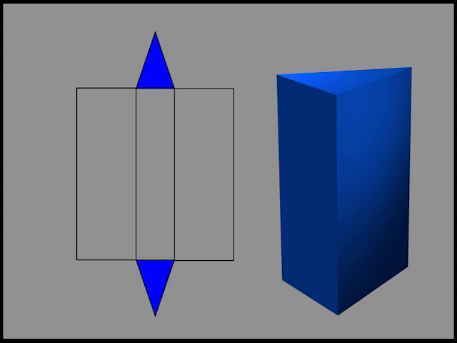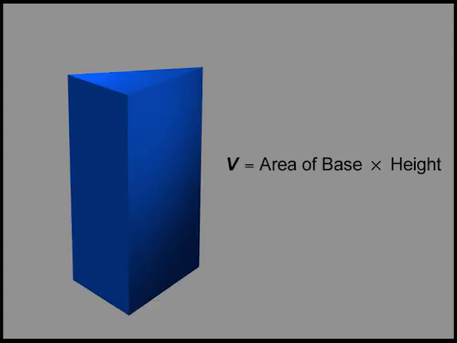The surface area of the triangular prism is the sum of the triangular faces and the rectangular faces. These can be easily calculated once you know the dimensions of the prism. As for the volume of a triangular prism, it is found by multiplying the area of the base times the height. Let's apply these concepts to the Flatiron Building.